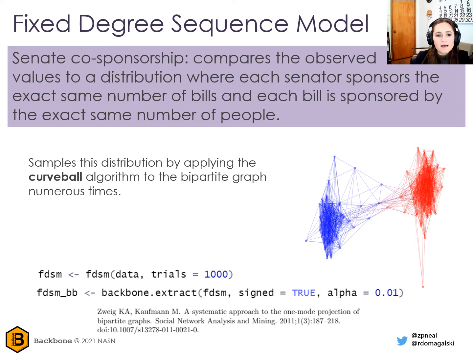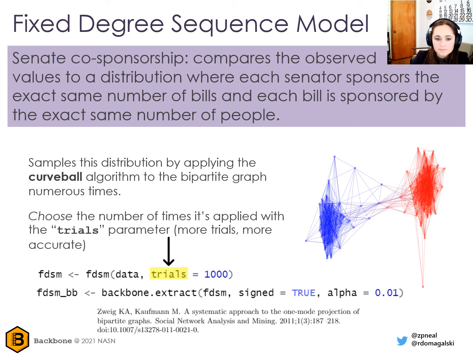And finally, the backbone package has the fixed degree sequence model. Here we'd be comparing our observed values to the distribution where each senator sponsors exactly the same number of bills that they did in our collected data, and each bill is sponsored by exactly the same number of people. We don't have an exact distribution for this, so what we do instead is we sample from it using the curveball algorithm to create a large number of bipartite graphs to compare to.